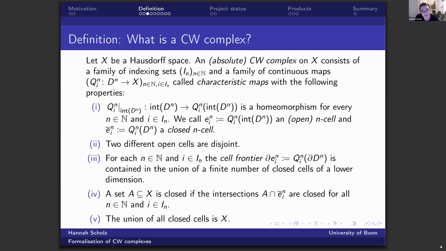You can see there's kind of horrible notation going on. It looks like the closed n cell is the closure of the open n cell, and that is not in general the case. So this is just notation. The second property just says that two different open cells are disjoint.